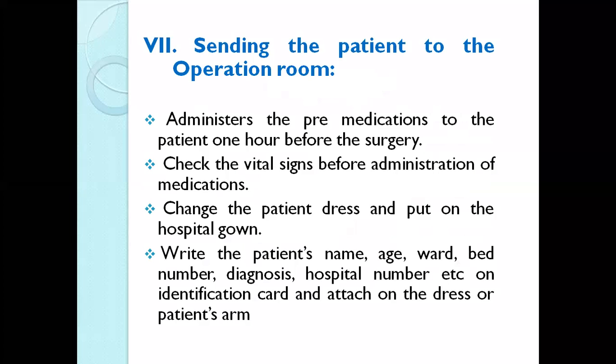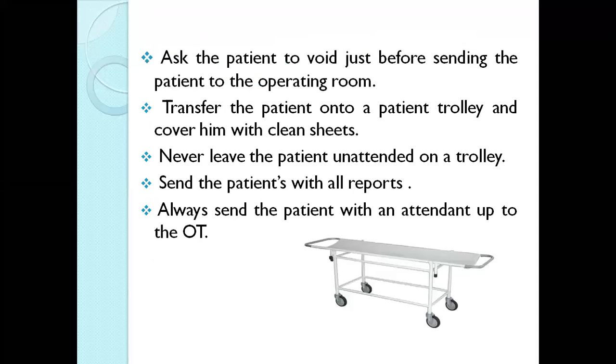We have to change the patient's dress and put on the hospital gown. On the ID band, we have to write the patient's name, age, ward, bed number, diagnosis, hospital number. All those need to be put and attached to the patient, either on the patient's dress or on the patient's arm. Then we also ask the patient to void just before sending the patient to the operating room.